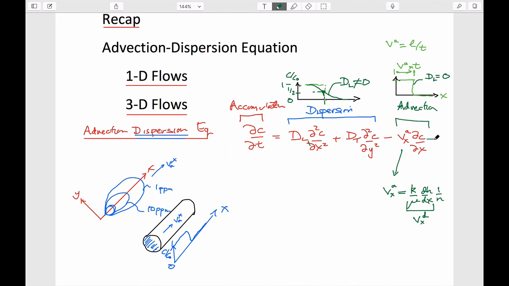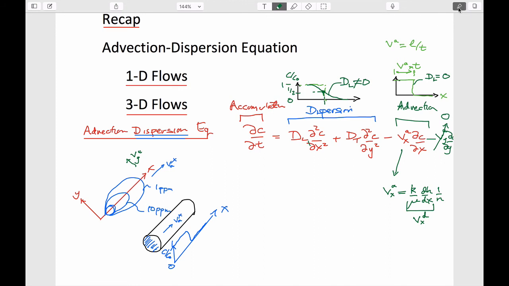I could add another term here, which would be Vy, advective, dc/dy. But because this term here is 0, that doesn't exist. So you see some symmetry between each of these two terms. That's the reason that doesn't exist: the velocity in the y direction has to be 0, because this is the principal direction that's carrying the flow.